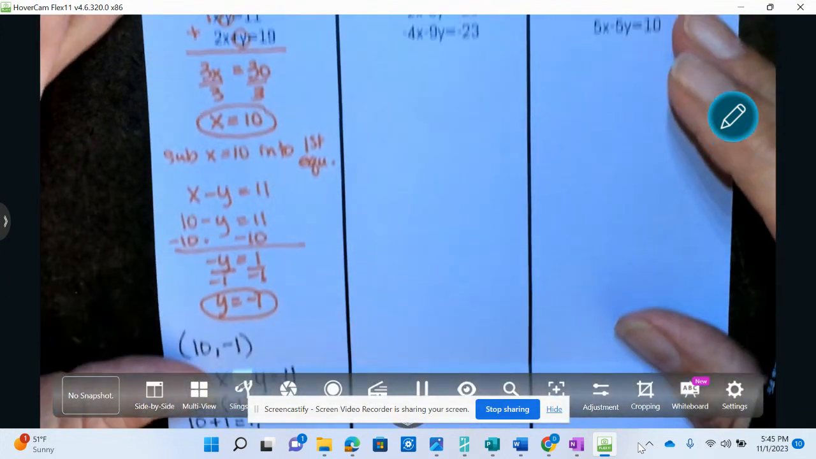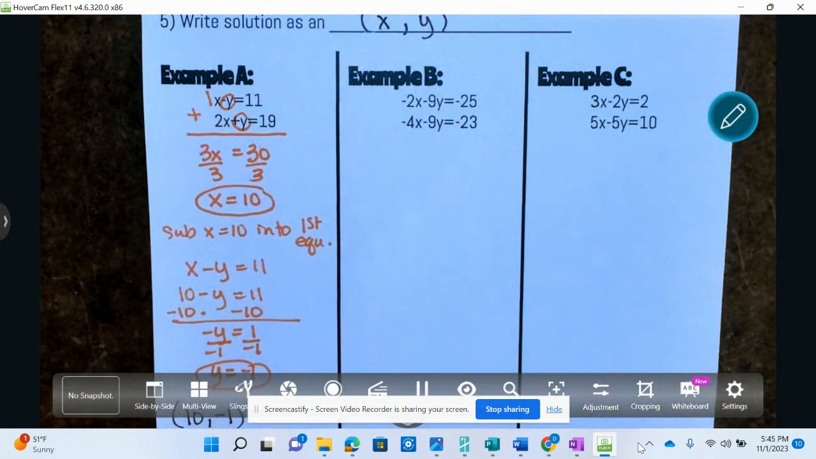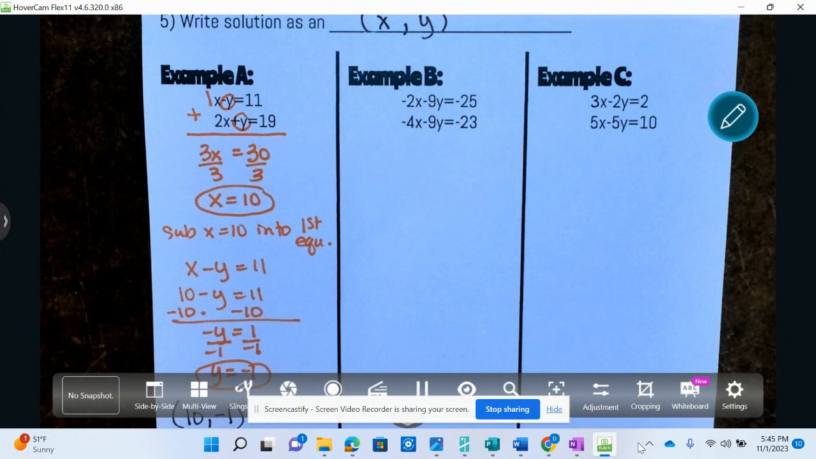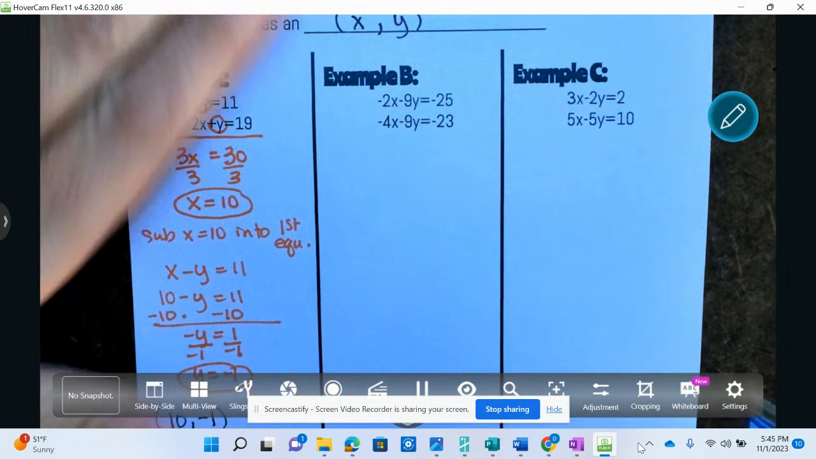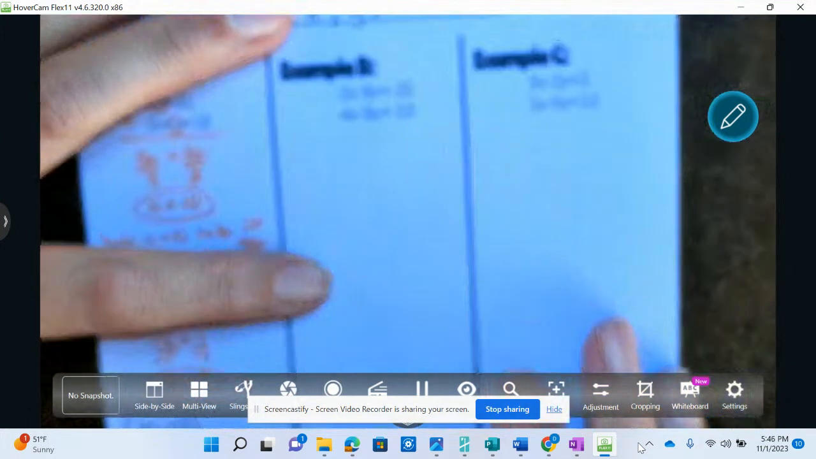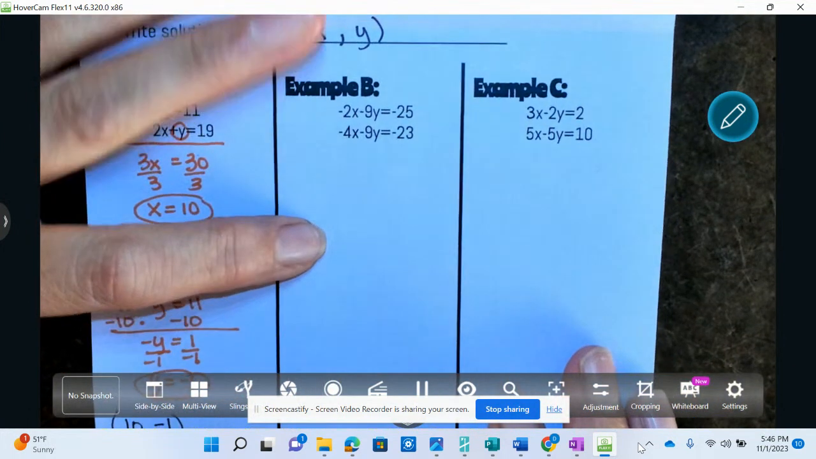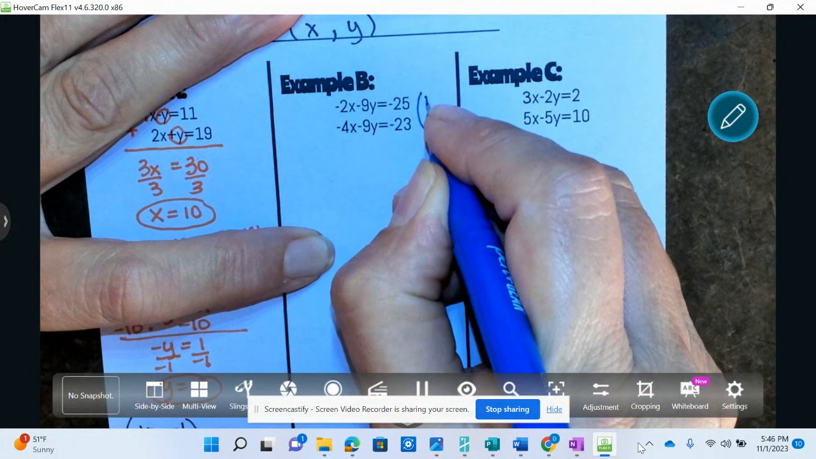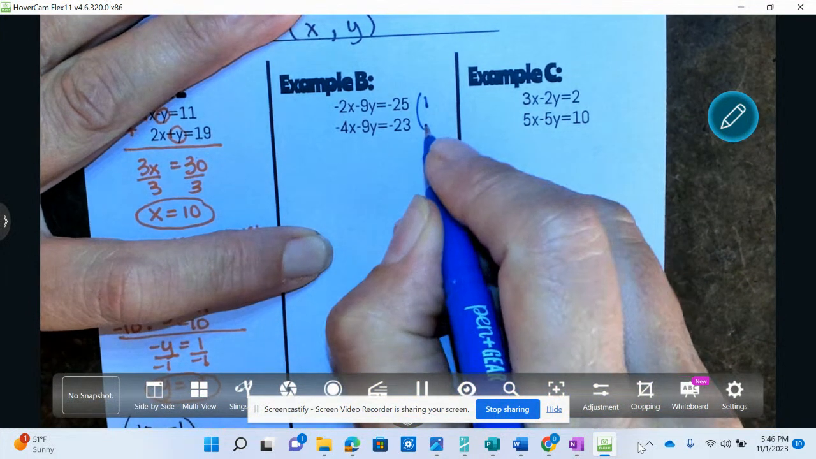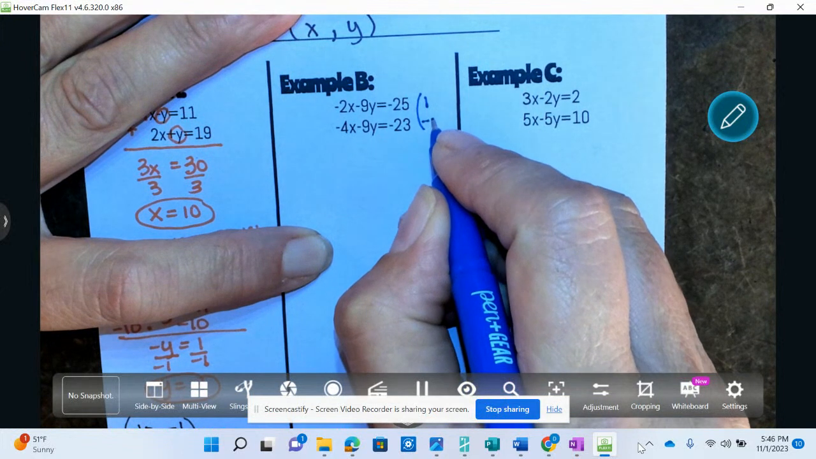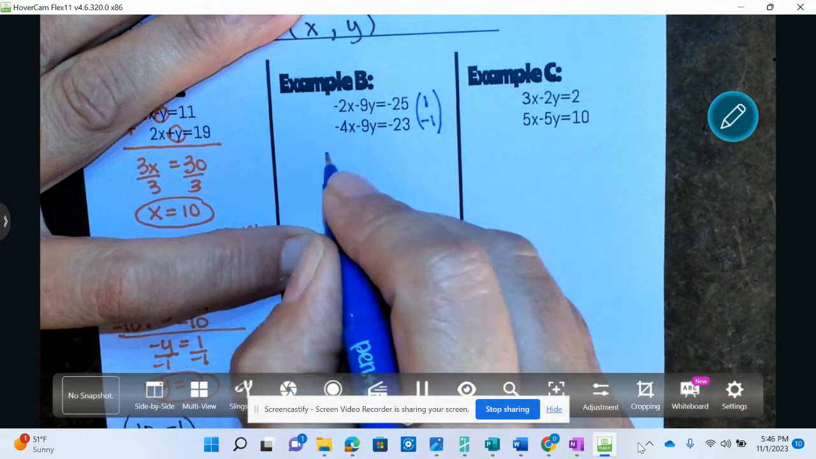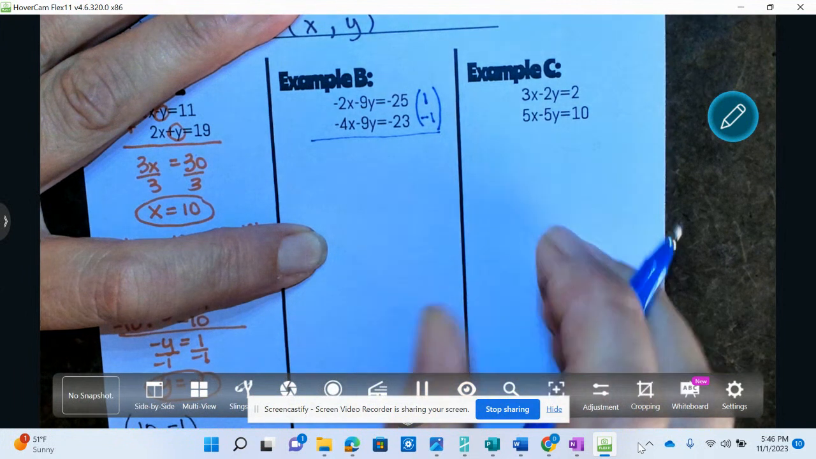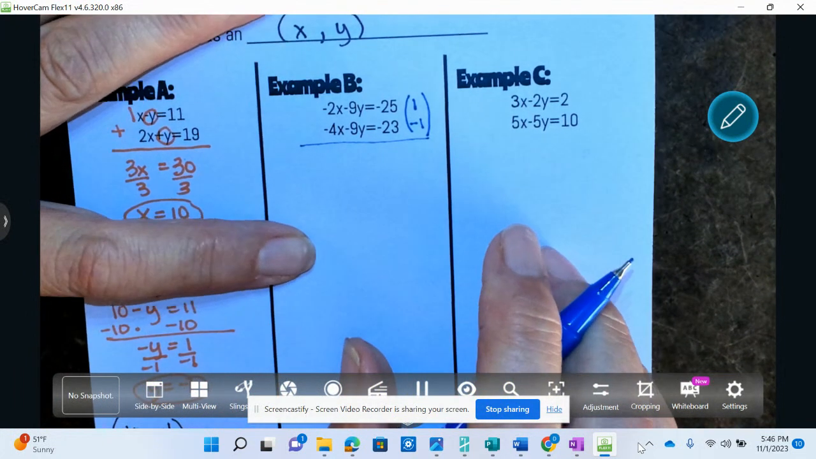So in our next example, example number 2, I noticed that I have 2 of the same coefficients. My y's are both negative 9s. So let's see. What is something that I could multiply one of these equations by to give me a positive 9? So here's how I do this. I'm going to take the first equation and just leave it as is, meaning I'm going to multiply it by 1. I'm going to take the second equation and multiply it by a negative 1.